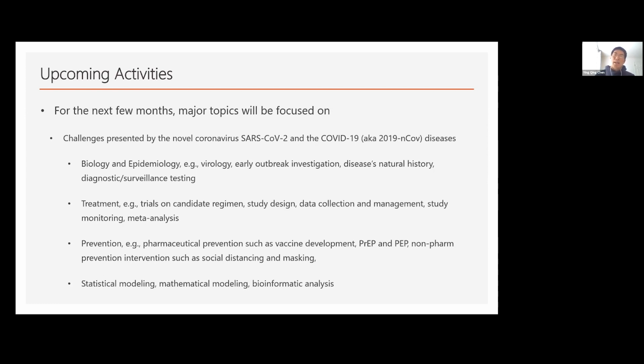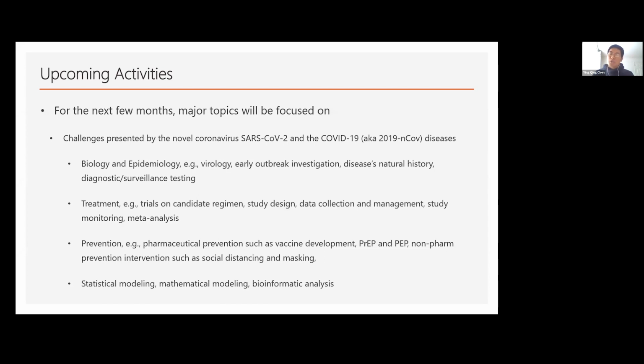In terms of biology, for example, virology, how the pathogen is affecting humans, and how come it's only affecting a portion of people, but still with very diverse disease symptoms. For example, we are interested in epidemiology, how the outbreaks are happening around the globe. We are interested in disease natural histories, and we're certainly interested in diagnostic testing and also surveillance testing.